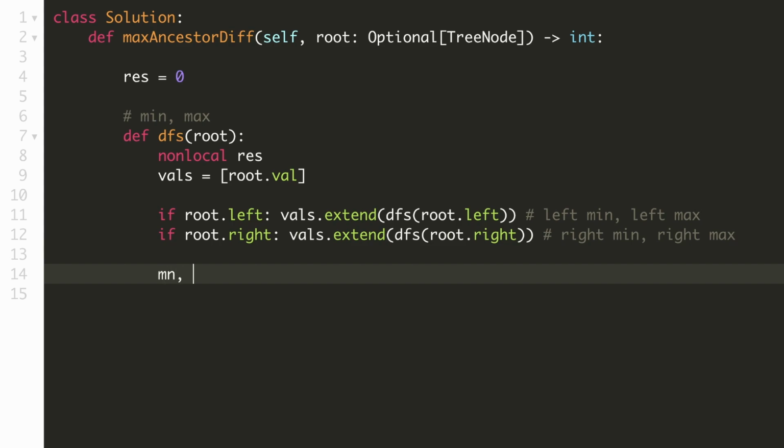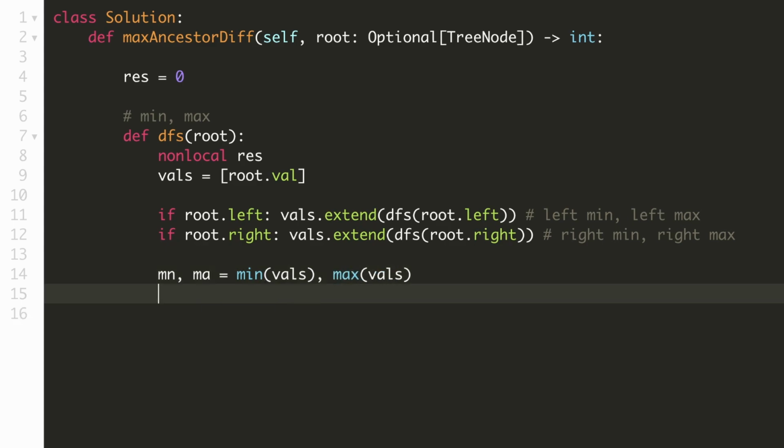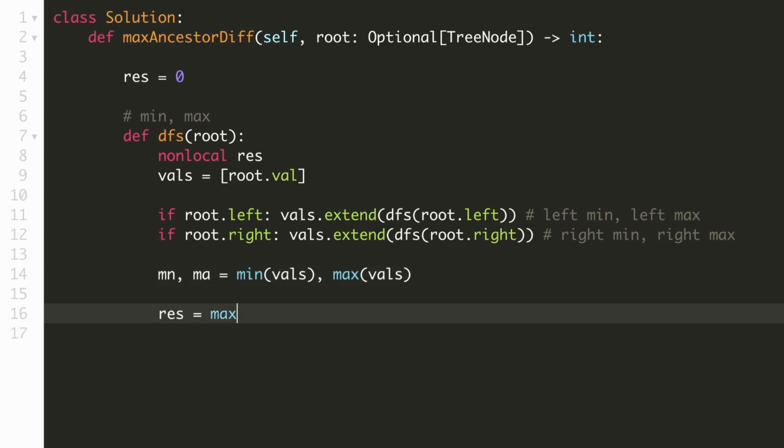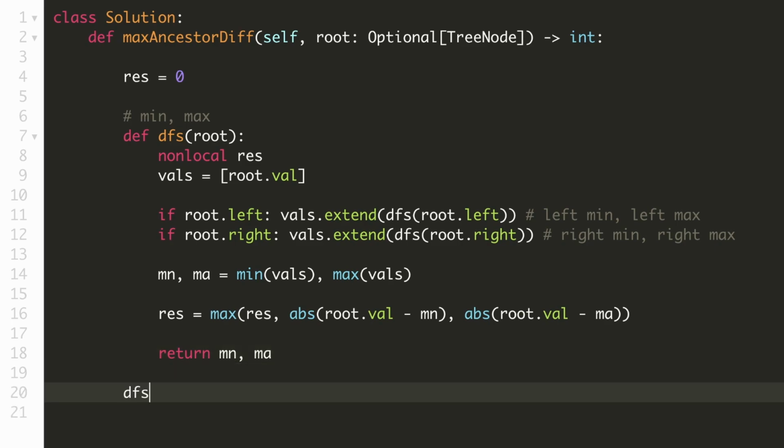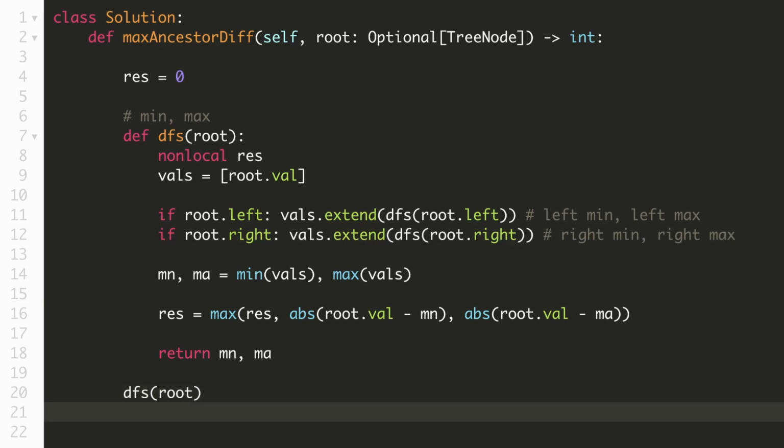Our minimum and the maximum of this subtree will be the minimum of these 5 values and the maximum of these 5 values. We'll find the absolute difference of the current value with the minimum and the maximum, and if it is greater than the maximum difference we have seen so far, then we'll update our answer. At the end, we'll return the minimum and the maximum of this subtree. We'll now call DFS on our root node, and finally we'll return our answer.